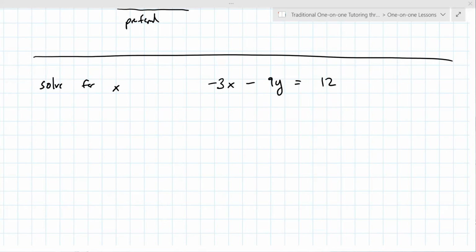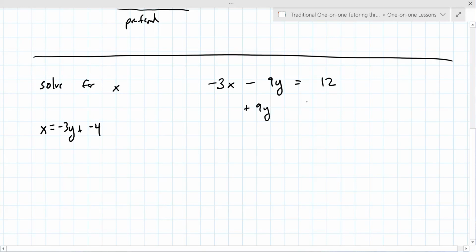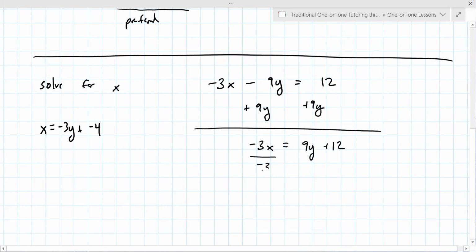All right, so I got x equals negative 3y plus negative 4. Okay, so let me work through that here. I'm going to add 9y to both sides. And I mentioned that in the previous problem, you would want to put the letter first. It's just sort of preference. Divide both by negative 3. And like you said, it's minus 3y minus 4. Good.